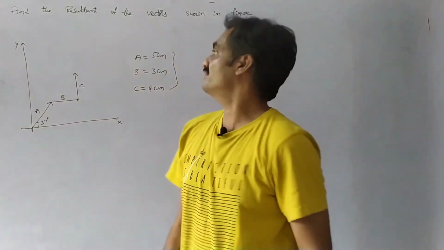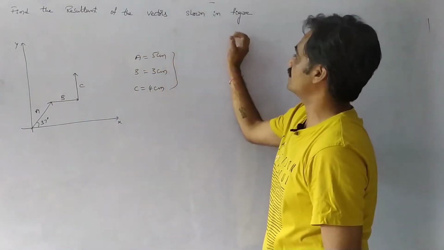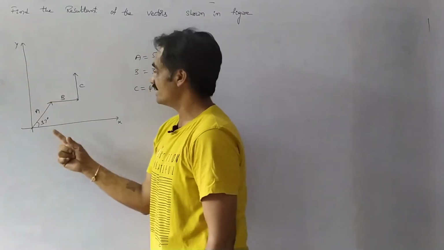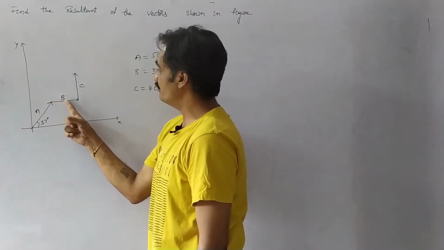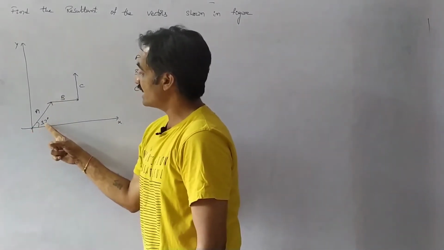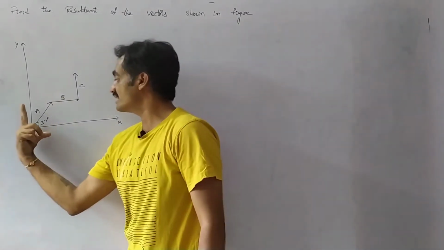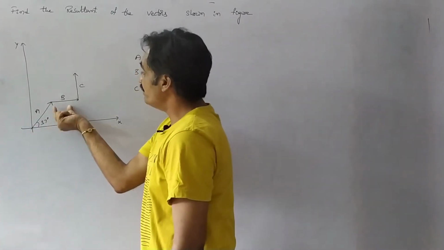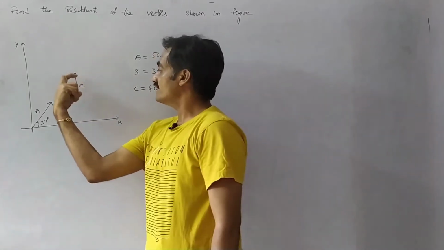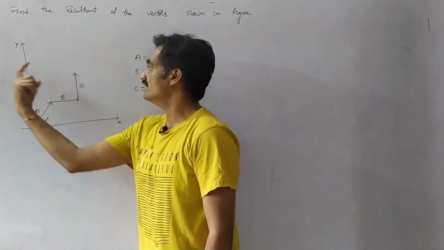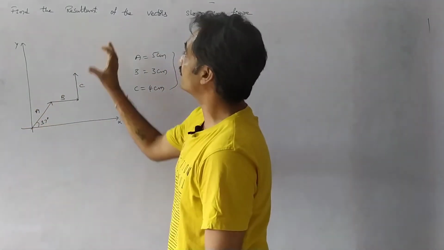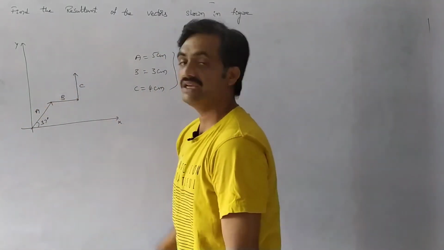And the next problem is, we have to find the resultant of the vectors shown in the figure. Here we have a figure based on x and y axis, and we have three vectors A, B and C. Observe that vector A is at an angle of 37 degrees with respect to the x and y axis, whereas vector B is along the x axis, and vector C is along the y axis. Based on these three vectors, we have to find the resultant vector.